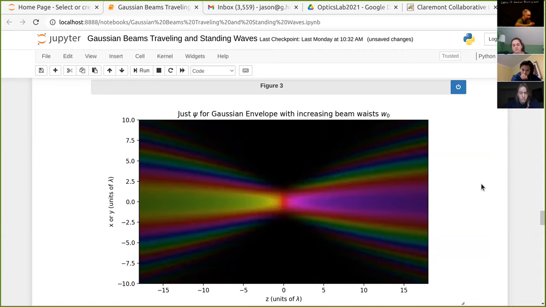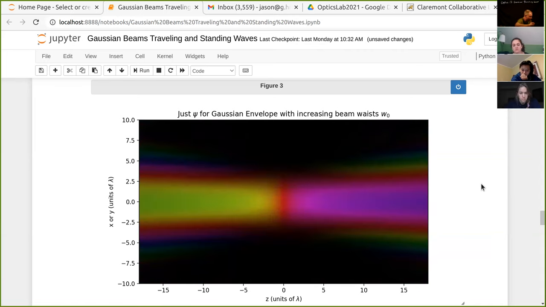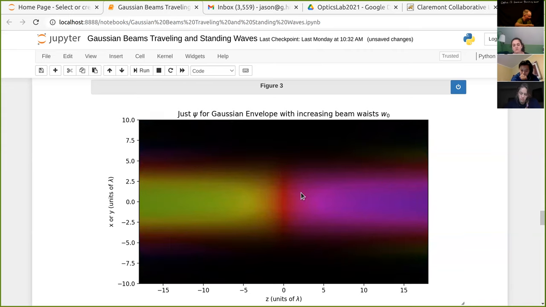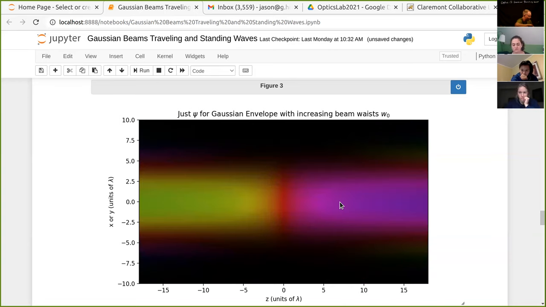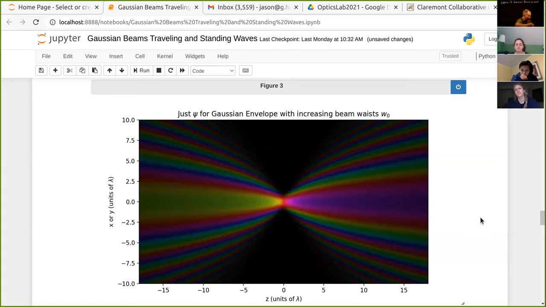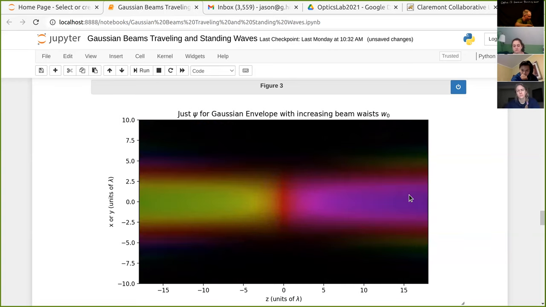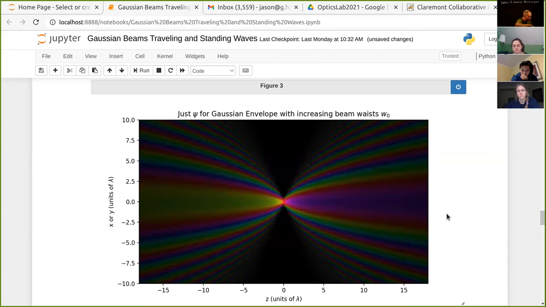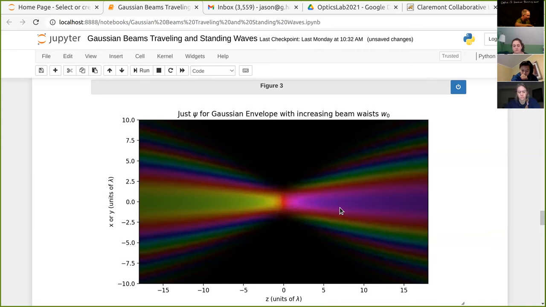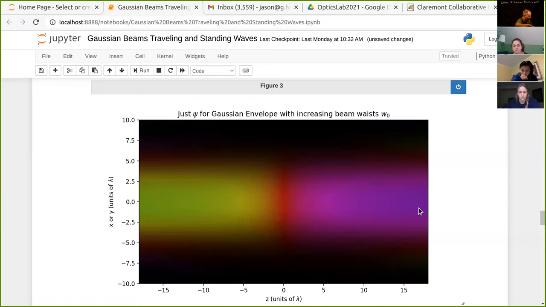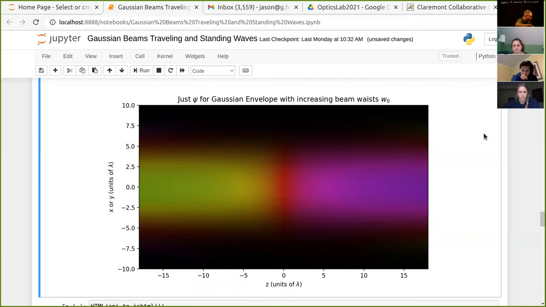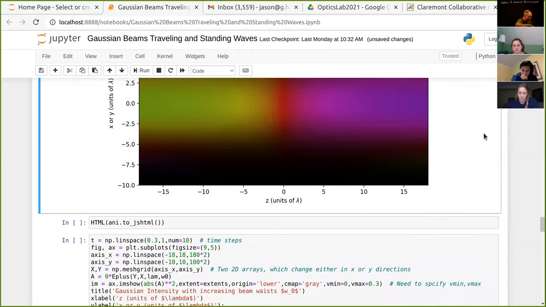And as the waist gets bigger and bigger, especially as it turns into a more realistic laser beam, pretty much all you see is this arctangent transition between yellow on one side and purple on the other side. So as you get closer and closer to a real Gaussian beam that would come out of a laser, that arctangent term is basically the dominant term toward the center here. And then as you get far away, it's just some constant phase offset that doesn't affect things very much. Oh, good, I was able to stop it. All right.